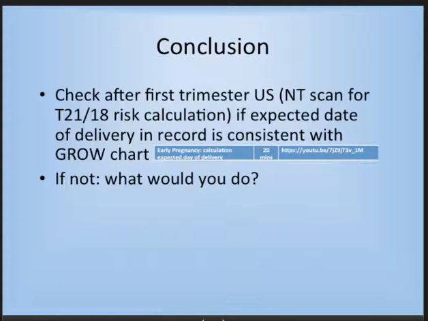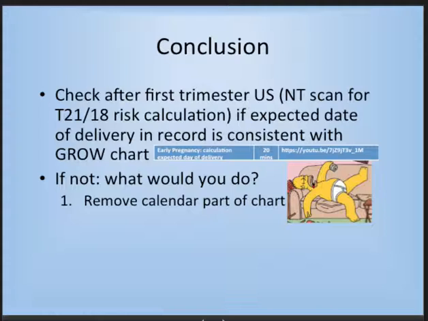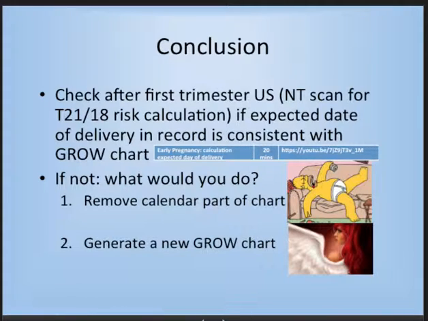If the due date is not correct, as we saw in this example, what would you do? There are two options. One is maybe to remove the calendar part of the chart, which is just a matter of using your scissors, a small, not too invasive procedure. You could argue that's the pragmatic or maybe a slightly lazy approach. Of course, ideally you should generate a new growth chart. It takes only a minute and a half. So if you're really an angel, and you should be, the second option is the best one, the preferred option.